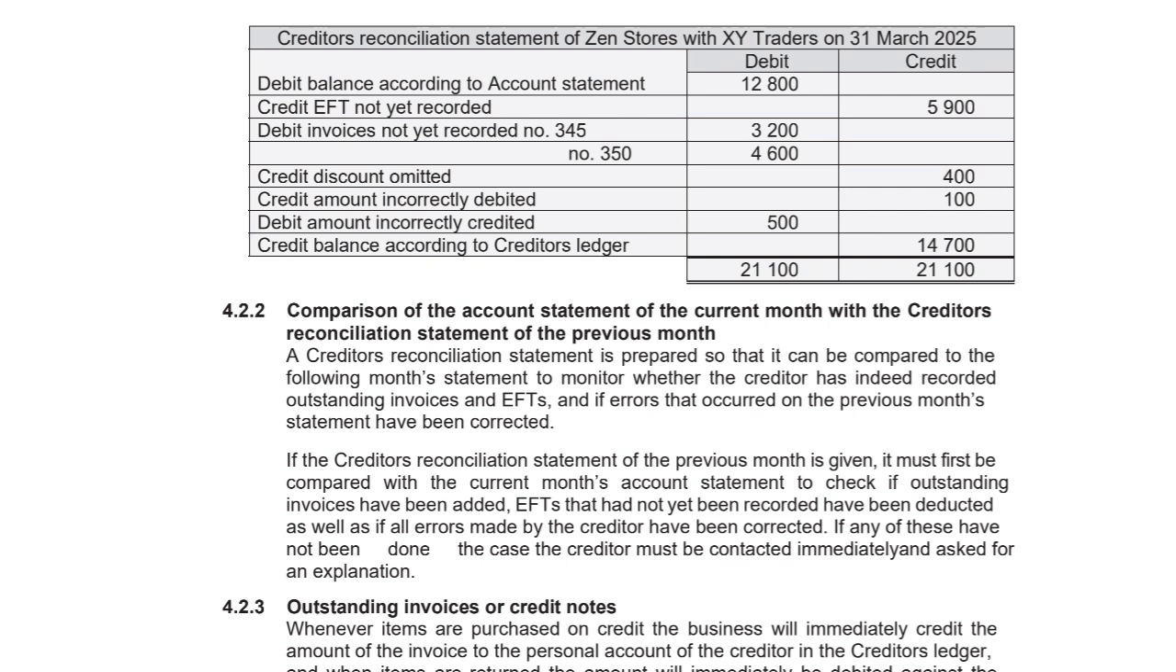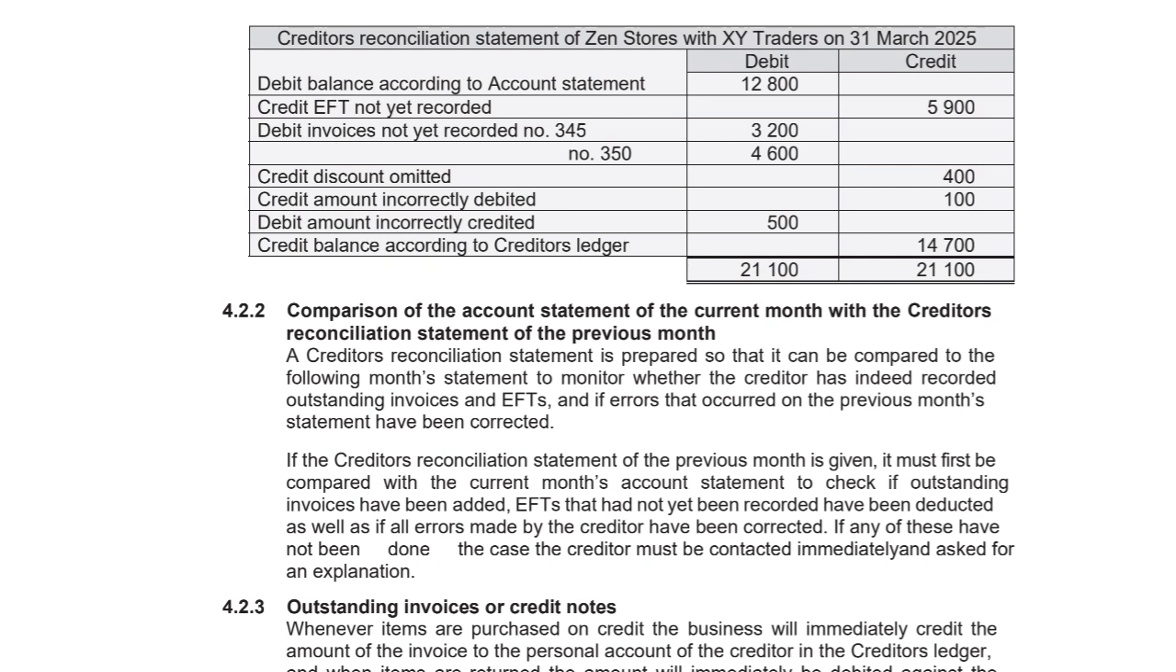Creditor's reconciliation statement of Zen stores with XY traders on 31 March. So you will have a debit and credit column. You will always start with your balance according to account statement. Then you will credit EFTs not yet recorded, and you will debit invoices not yet recorded. You will credit discounts submitted, credit amounts incorrectly debited, debit amounts incorrectly credited, and then you will have whatever balance according to your ledger account. Again, your debit and credit balances totals must be the same on either side.